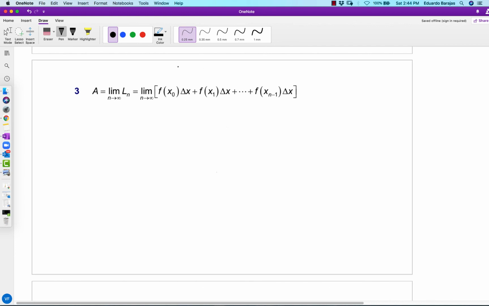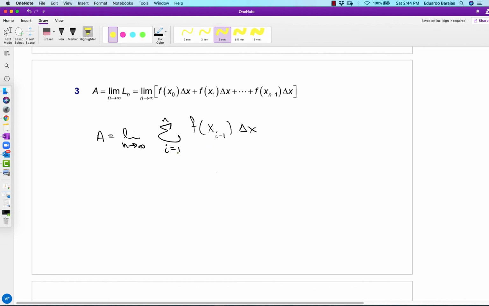And so we determined that this was the formula for it. Again, we can use sigma notation to simplify this just a little bit and say that the area is equal to the limit as n goes to infinity of the Riemann sum as i goes from 1 to n of f of x sub i minus 1 times delta x, right?